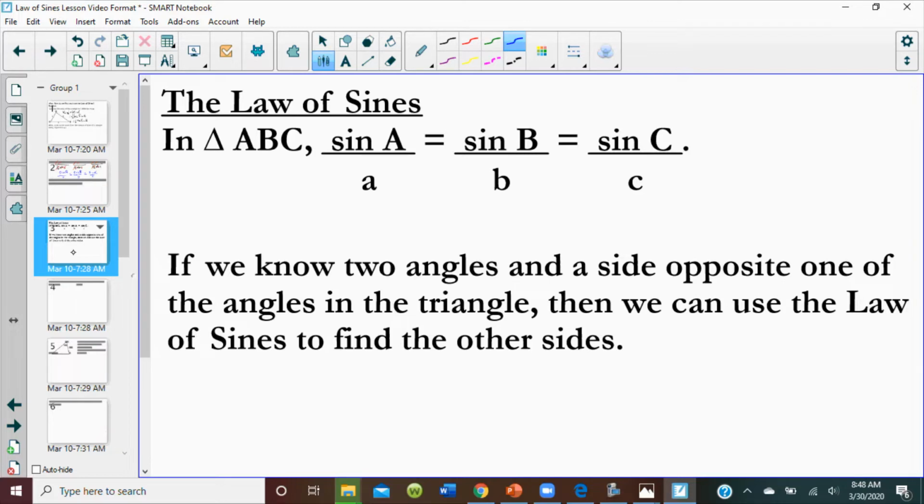This is a big rule, a big law, because we can now find any information given three pieces of the triangle if we know two angles and a side opposite one of the angles. So it's kind of like an angle-side situation. We can figure out the other parts of the triangle. And you'll see we can also use different things besides angle-side, so we want to look at it from that point of view.